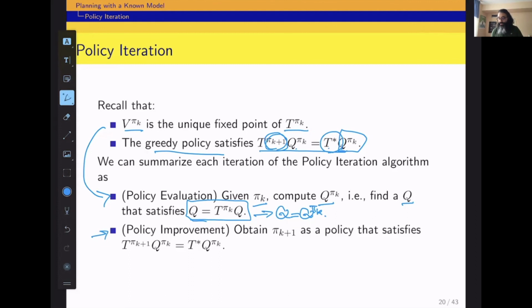It says find a pi K plus 1 as a policy that satisfies this thing. Maybe you need to think a little bit about why this is the case, but I had some slides in the previous lecture going through this in more detail. The basic idea is to compare how the Bellman optimality operator looks, with a max over actions, and what the greedy policy chooses. You see that both of them are going to be the same.